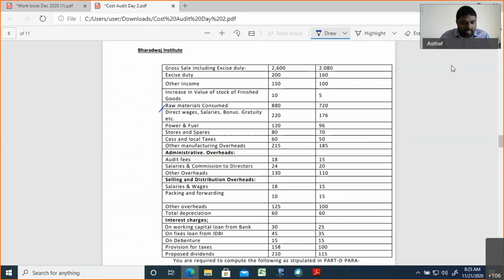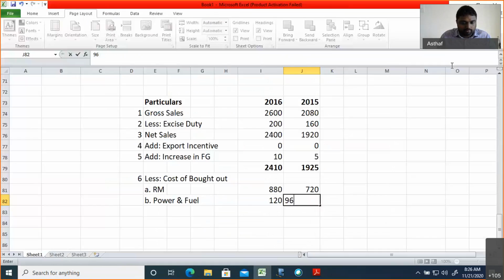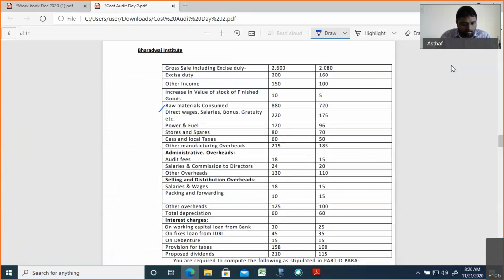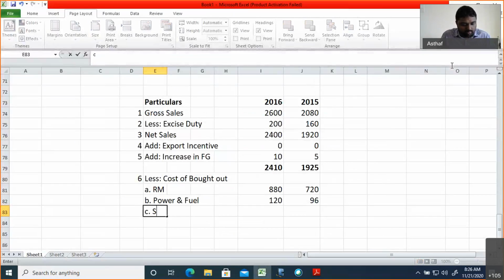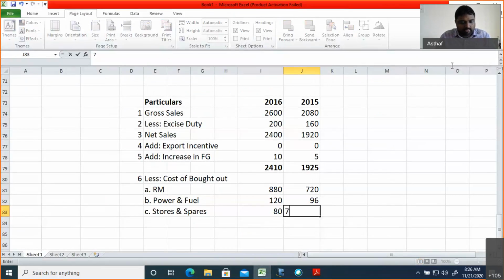Raw material 880. Direct wage, we have already told wages, whatever is paid to the employee will not come. Power and fuel will come. Already we have discussed the point. So what is the power and fuel? 120.96. Stores and spares. What is stores and spares? 80.70.